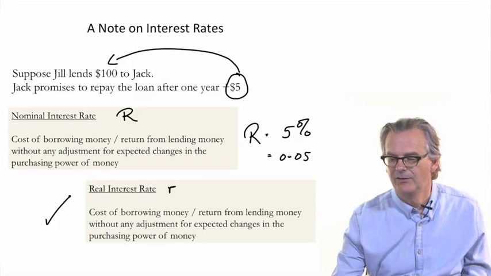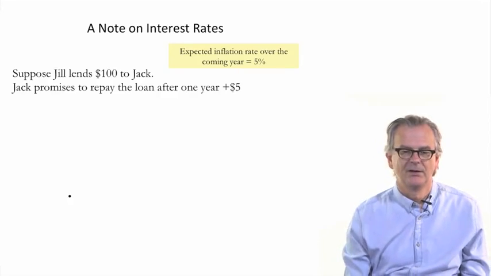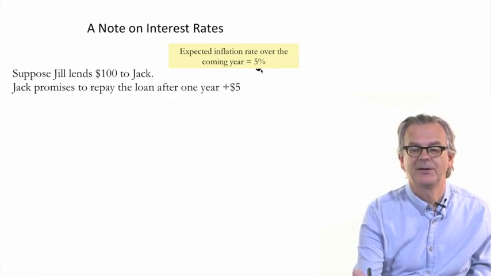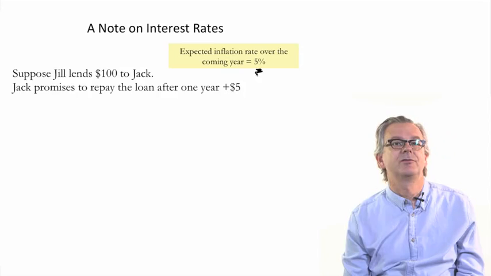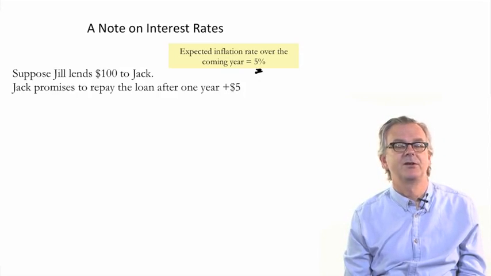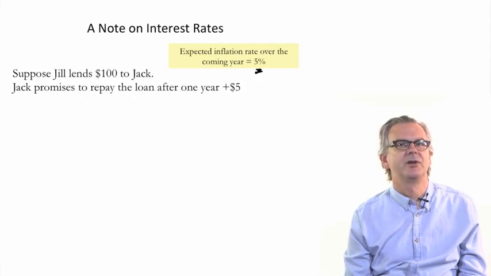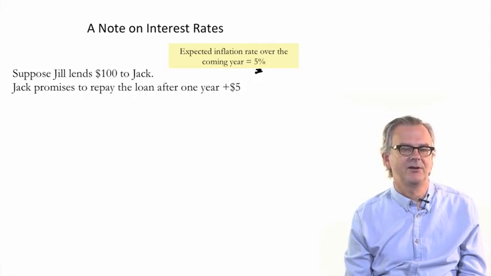Let me just explore that for you. Suppose the expected inflation rate over the coming year is 5%. It doesn't matter how that expectation is formed. For whatever reason, Jack and Jill anticipate that over the coming year, the rate of inflation is going to be 5%. So the real purchasing power of any given amount of money is going to be eroded by 5% over the course of the year, simply because the general level of prices in the economy is going to increase by 5% over the course of the year.